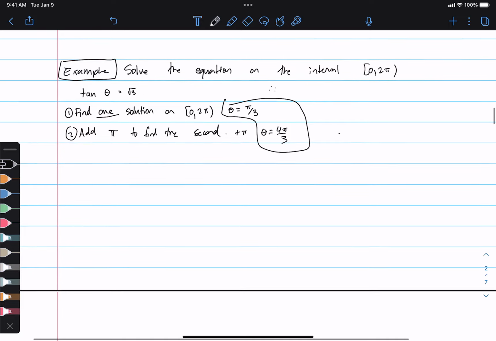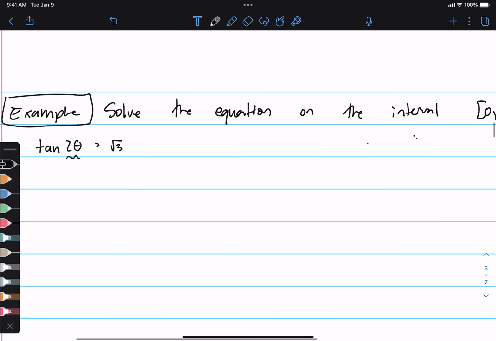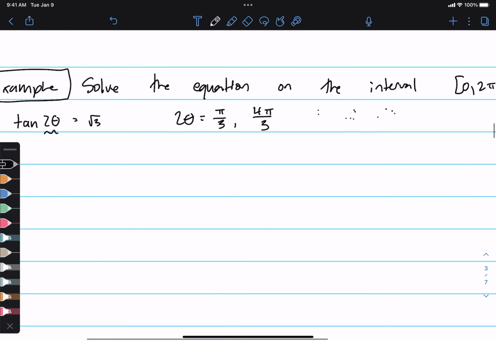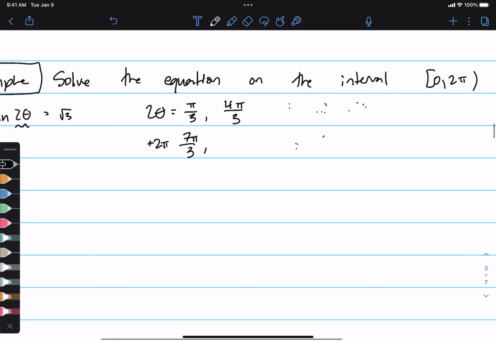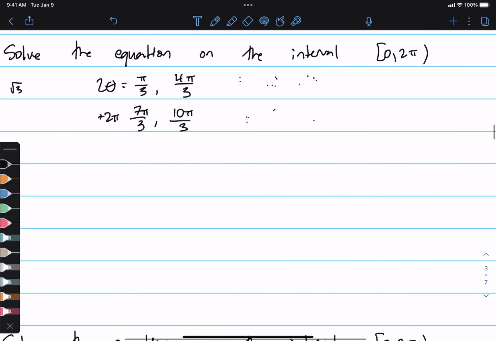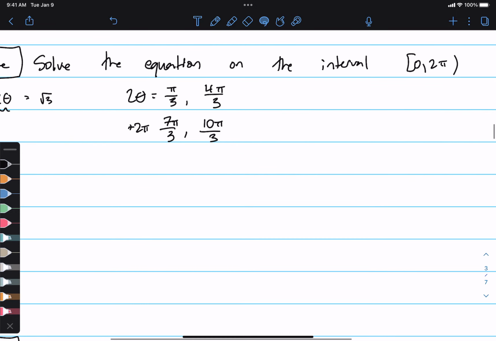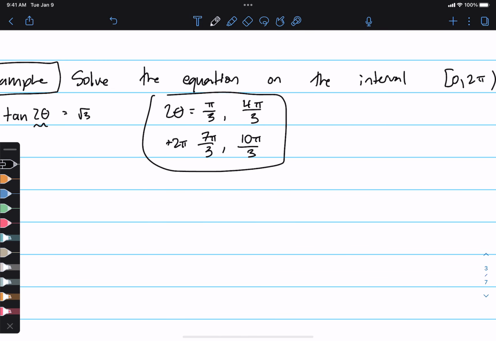And we're going to use these to generate another set of solutions. So if it's 2 theta, we're going to add 2 pi again. So we're going to have 2 theta is equal to the values we found before, pi over 3 or 4 pi over 3. And then if we add 2 pi to these ones, we're going to get 7 pi over 3 and 10 pi over 3, right? Sorry, math brain is mathing. So once we have these values, we're done, and we stop. And these are going to be the 4 values that solve this equation.